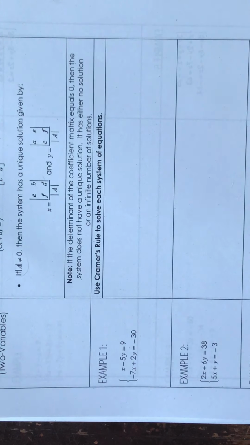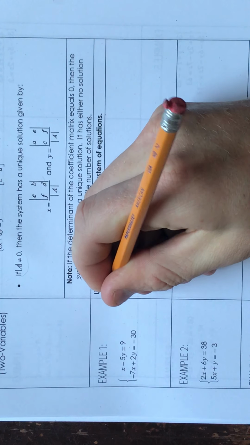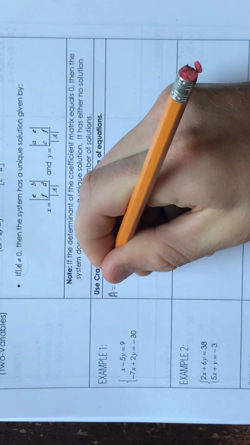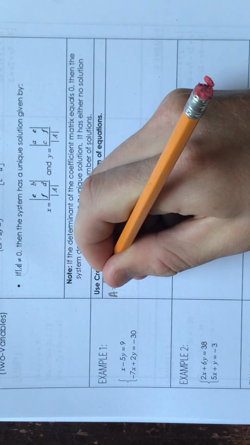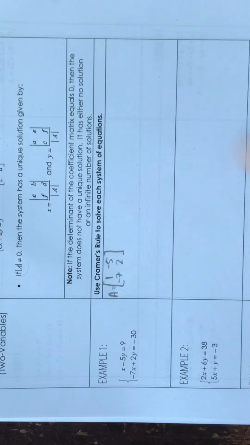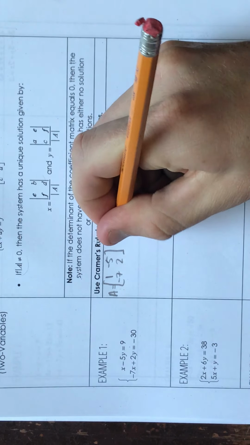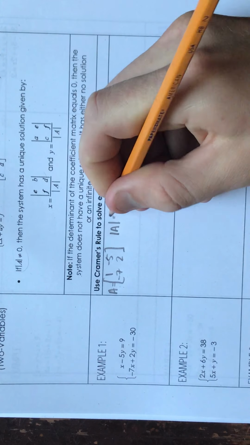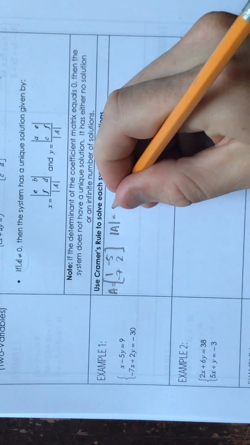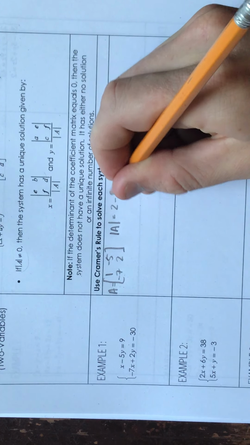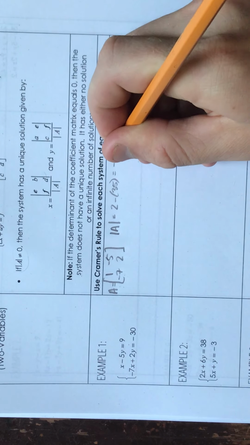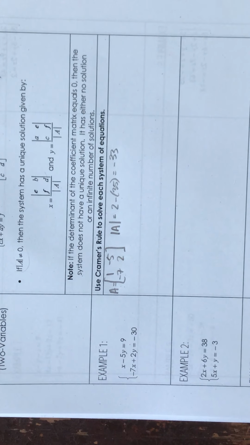Here's example 1 we're looking at. The first thing I'm going to do is come up with my coefficient matrix, that A, right? So that's going to be 1, -5, and -7, 2. Figuring out the determinant of A is pretty easy. It's just going to be 1 times 2 is 2, minus -7 times -5 is 35. It looks like we get -33 as the determinant of A.